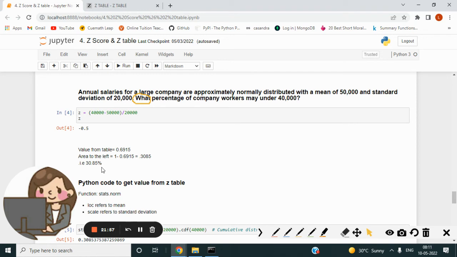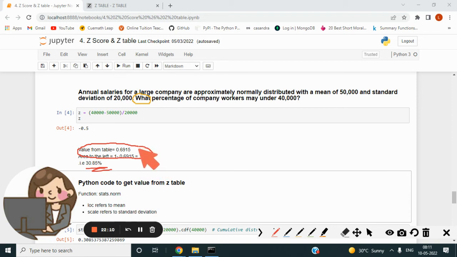See, it is 30.85 percent. Okay, so this is got from the positive Z table, ignoring the negative sign. That is why we had to subtract it from 1. But again, the final answer will be 30.85 percent. Okay, now let us see how we can write the Python code to find it.